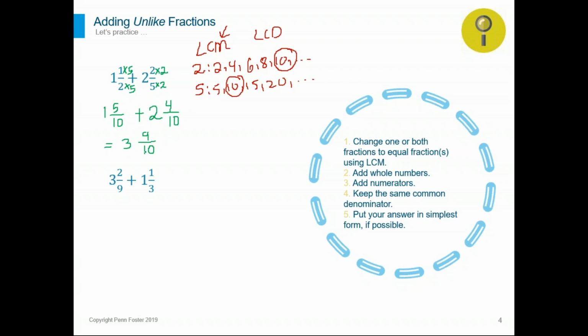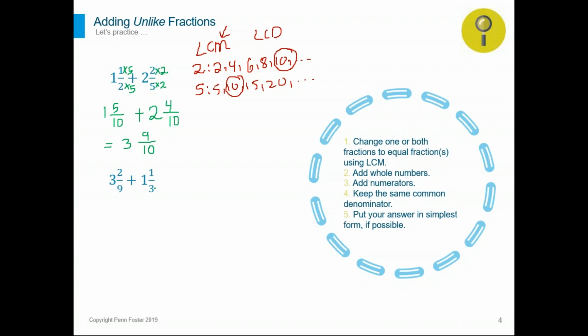Okay, the next problem is similar. So we have a 9 and a 3. We cannot add. We have to change the problem first. In time, with practice, you will not have to list the multiples of each denominator. It will become second nature. You will just notice that 9 is a multiple of 3. So you keep the first fraction the same, because 3 you can easily change to 9. And in this case, 9 will become your common denominator.